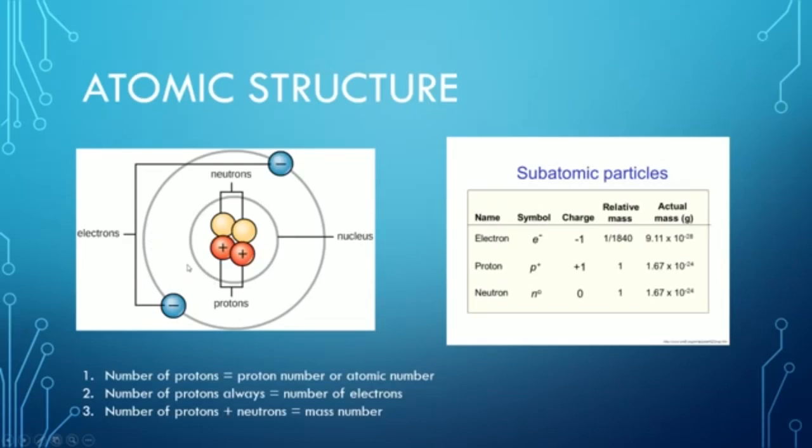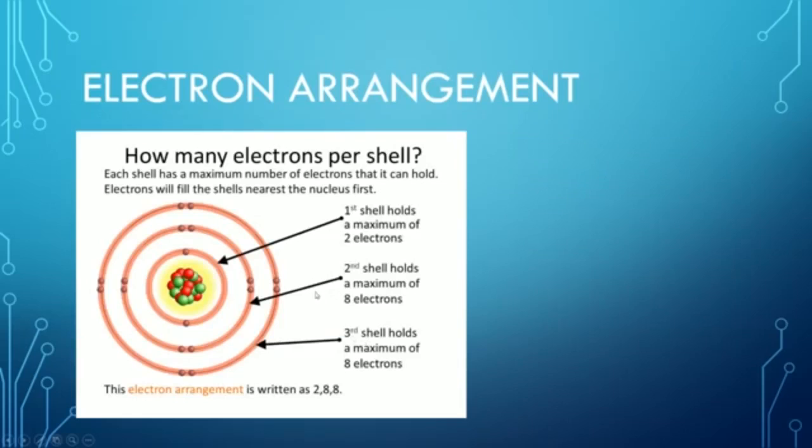The other thing is that the number of protons and the number of neutrons, when you add that together, we call that the mass number, because again, the mass is really only defined by protons and neutrons, because as we said before, electrons have 0 mass. Okay, so this is quite important because this is what the periodic table will tell us. So let's take a look at the electron arrangement just for a second.